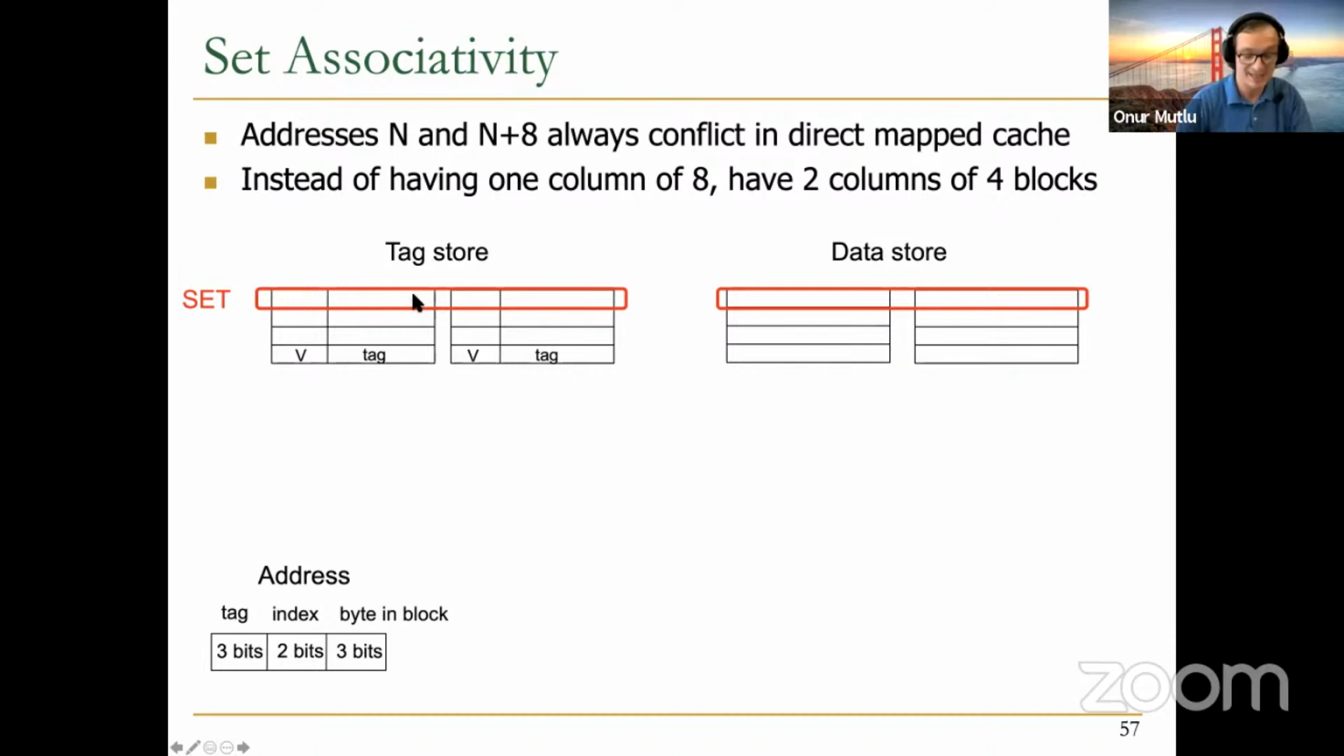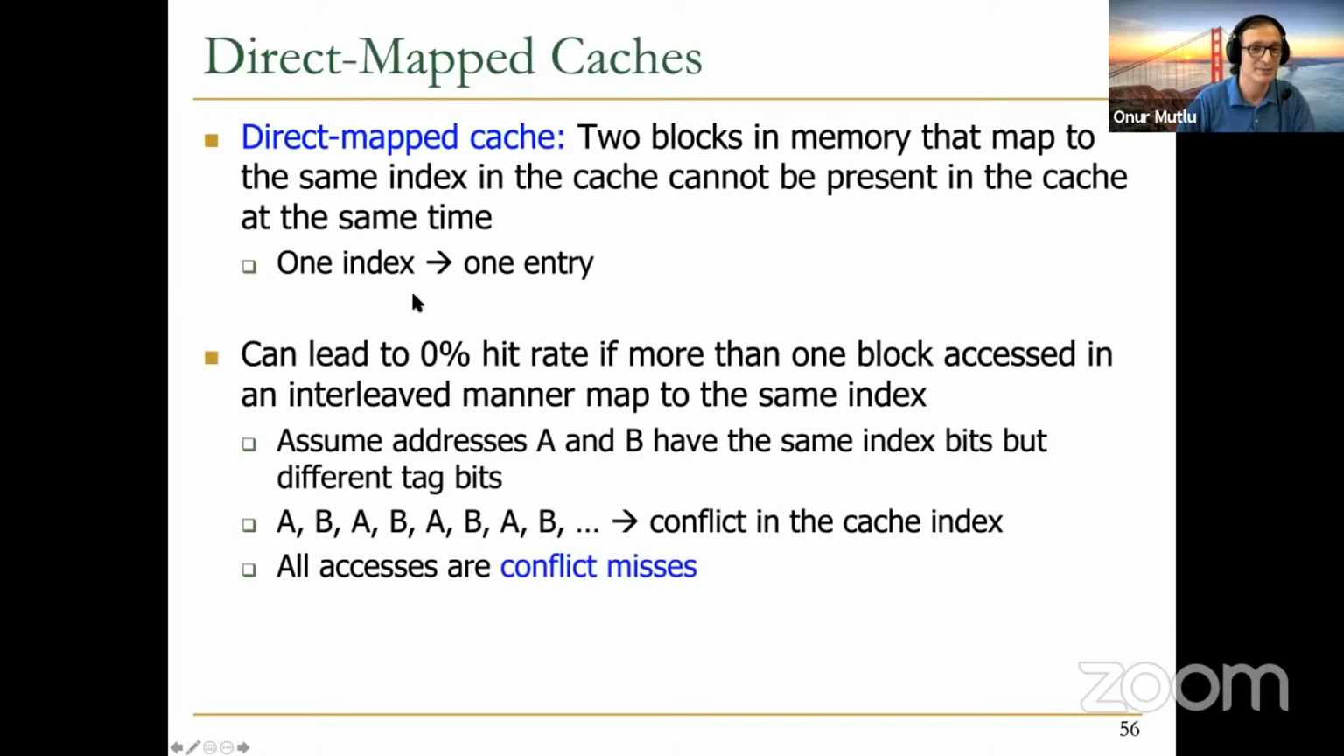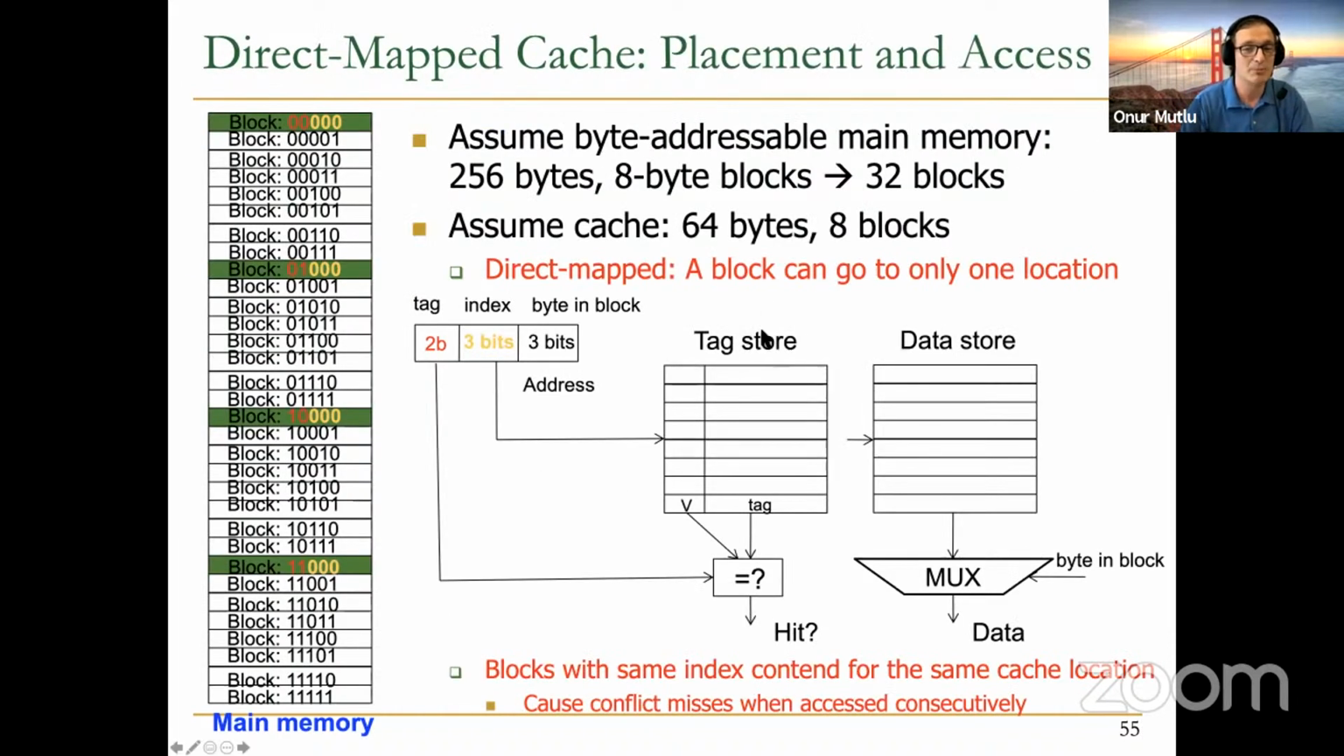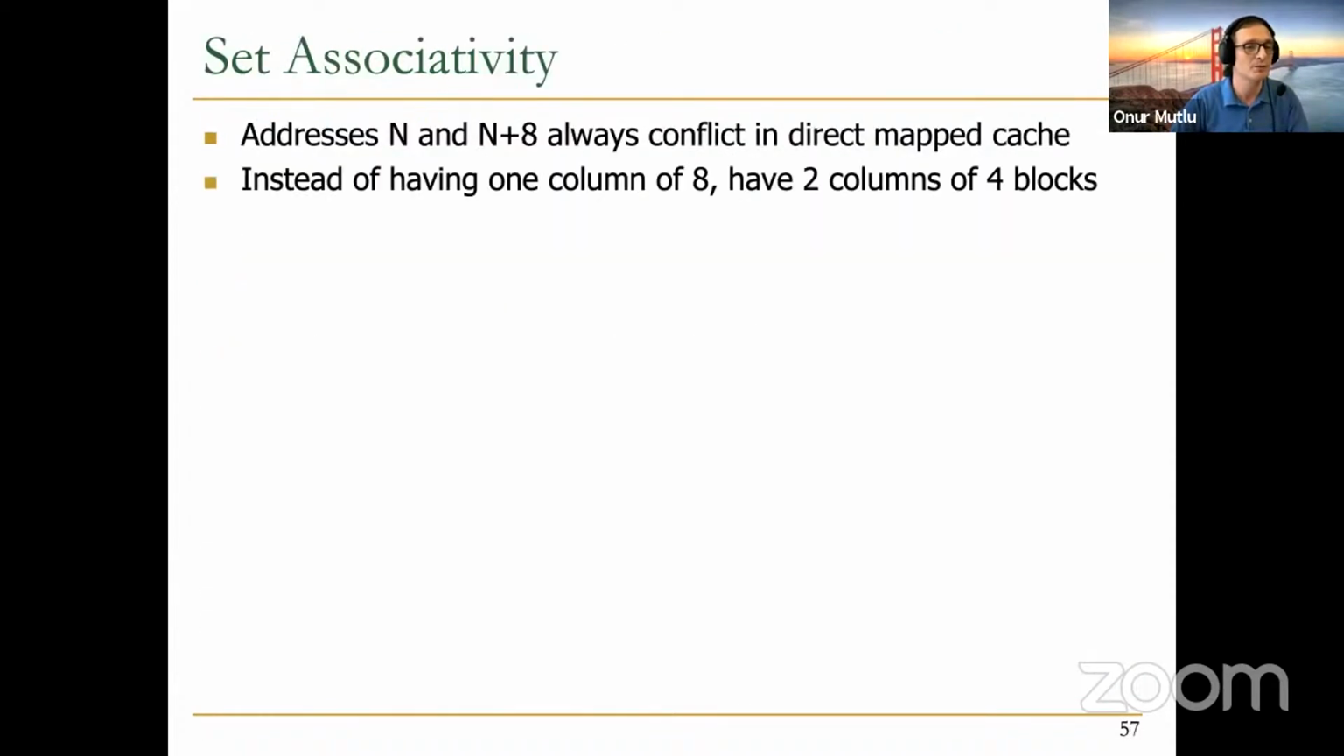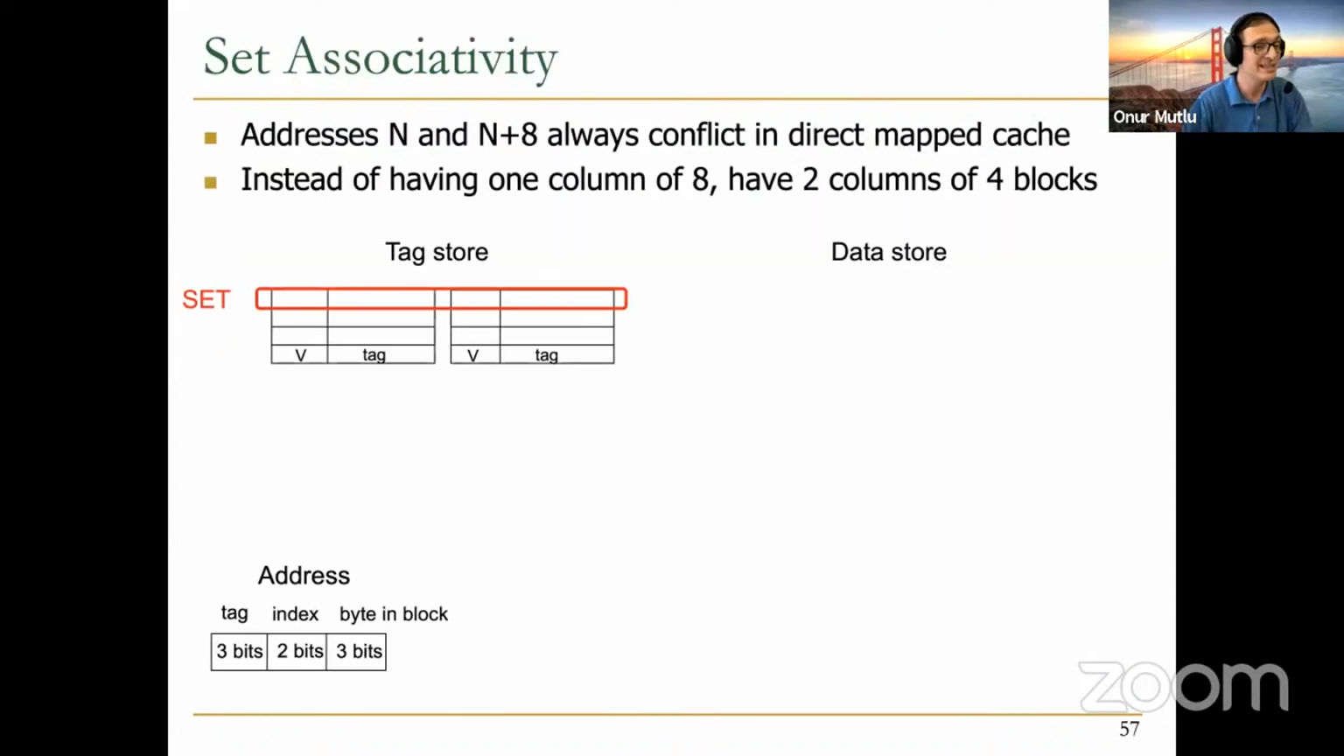Now, what I've done is essentially, let me go back over here. This was the cache we started with. One column of 8 blocks, very rigid mapping. I've made the mapping a little bit more flexible. 2 columns of 4, same number of blocks still. But one index can house 2 possible blocks. Now, if you have a bad access pattern like n and n plus 8, n and n plus 8 consecutively, you can accommodate both block n and n plus 8 over here, right?